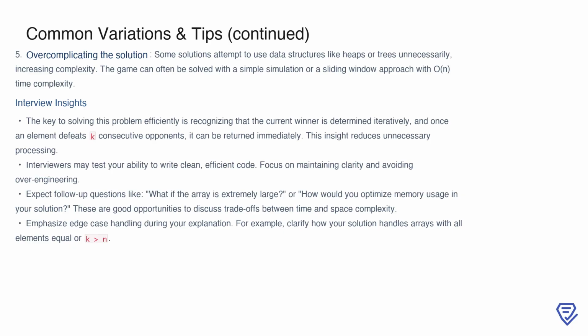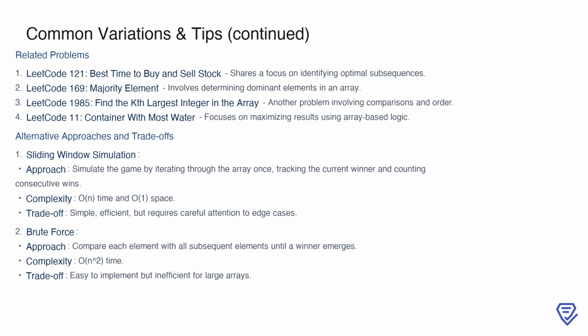Lastly, ensure you emphasize edge case handling in your explanation, such as how your solution deals with arrays where all elements are equal or when k exceeds the array length. This problem can also be connected to several related challenges on LeetCode that involve similar concepts. For example, LeetCode 121, Best Time to Buy and Sell Stock, focuses on identifying optimal subsequences, while LeetCode 169, Majority Element, involves determining the dominant element in an array. LeetCode 1985, Find the Kth Largest Integer in the Array, is another problem centered around comparisons in order, and LeetCode 11, Container With Most Water, emphasizes maximizing results using array-based logic.